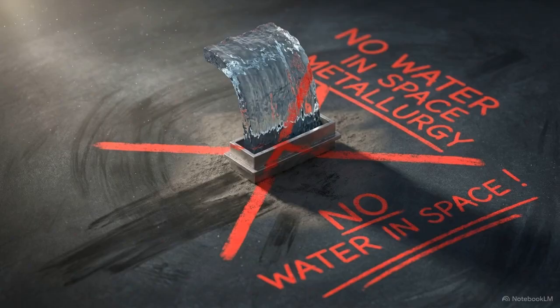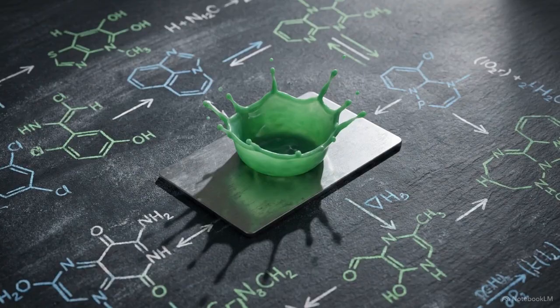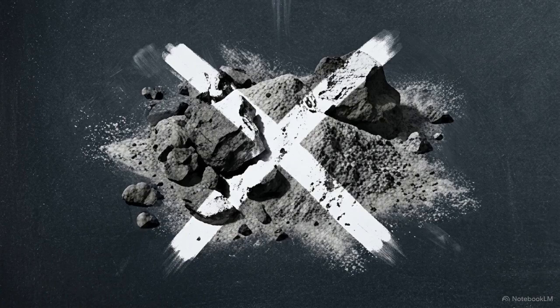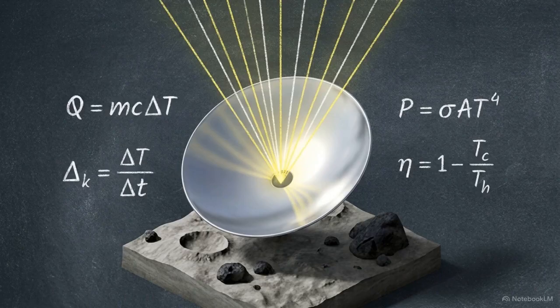Terrestrial metallurgy relies heavily on water, consumable carbon anodes, and chemical fluxes, none of which are on the Moon. Securing a positive mass payback ratio depends on extracting pure elements from raw lunar rock, utilizing only the hard vacuum of space and concentrated solar energy.